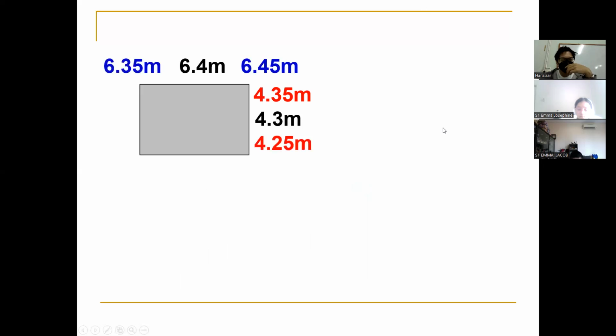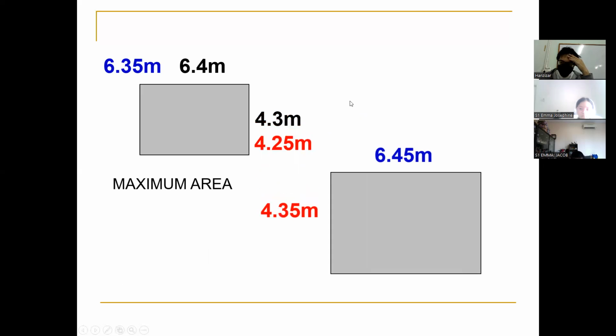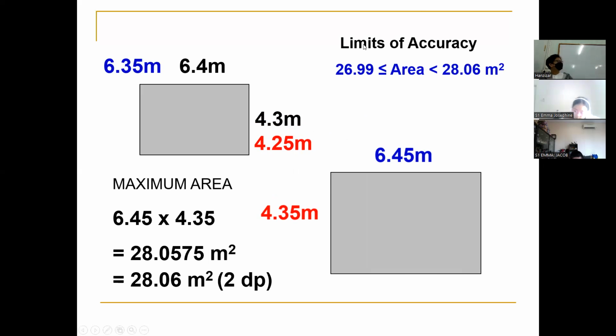And to calculate the maximum area, they pick the 6.45 and 4.35. Let's see. Yeah, there you go. And then you find the maximum area, 28.06, to the nearest two decimal places. And the limits of accuracy, that is the same, right? Everything we have done is the same.